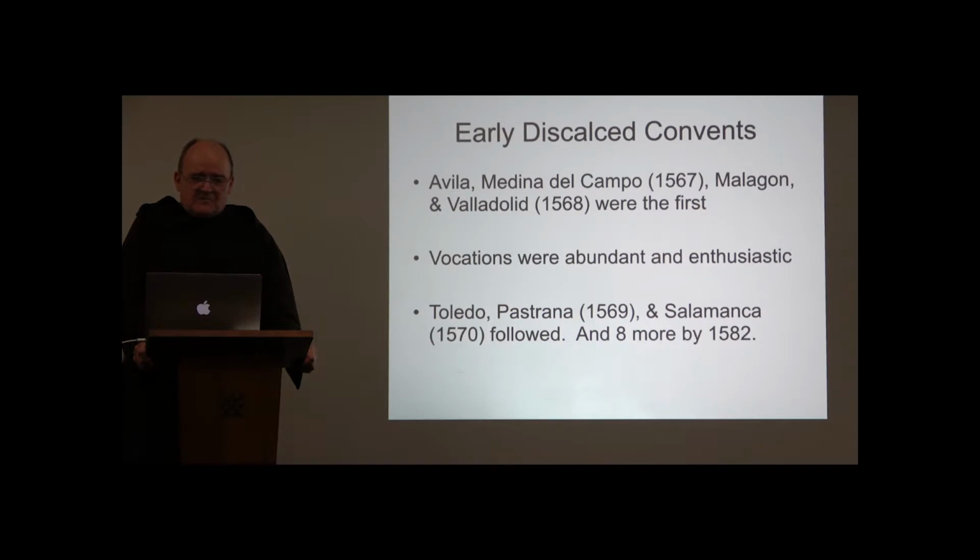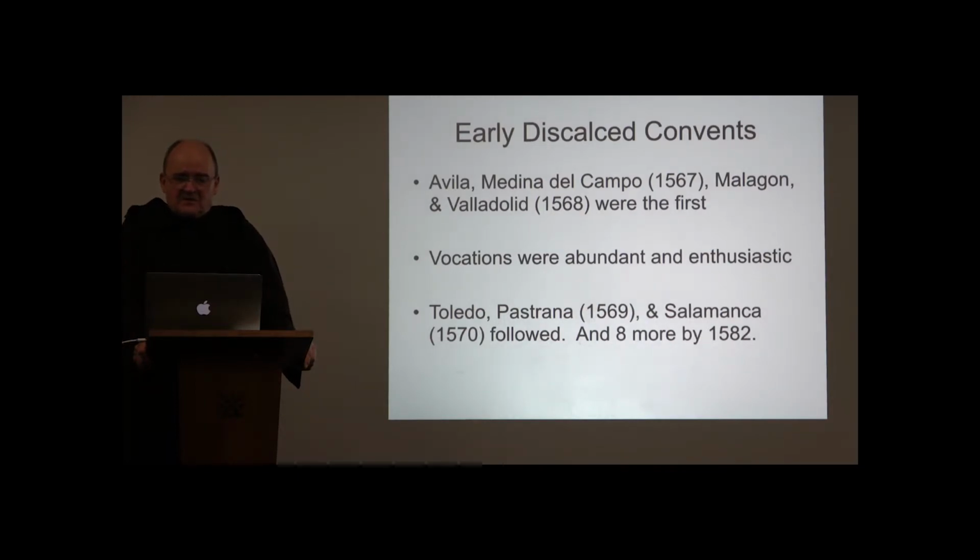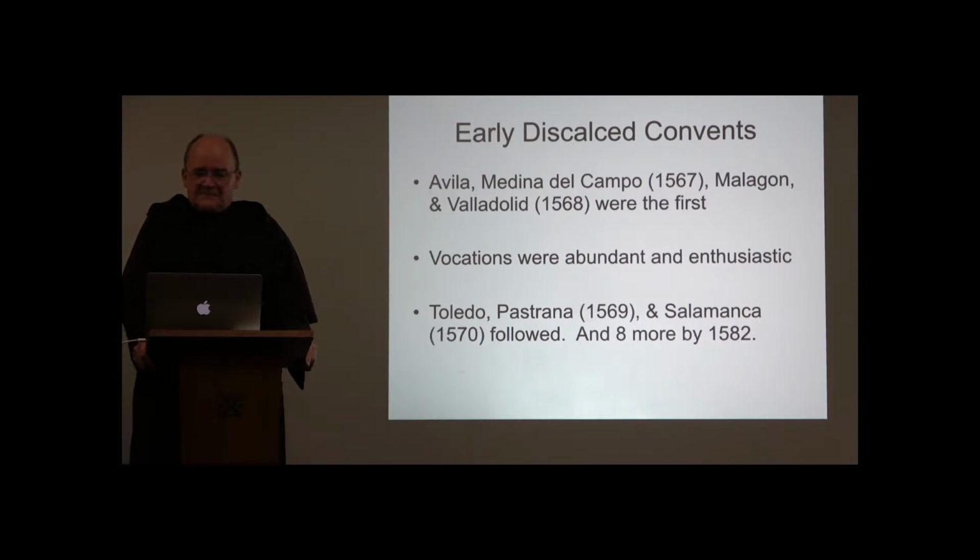Within the next couple of years, she founded Toledo and Pastrana. She was under some pressure to make a foundation in Salamanca, the university town. She resisted that for a while because she was convinced that university professors and the people around them had money, but that they were a little too stingy to share it with religious communities. And she felt that if she built a house in Salamanca, that they would be very rapidly running short of money.